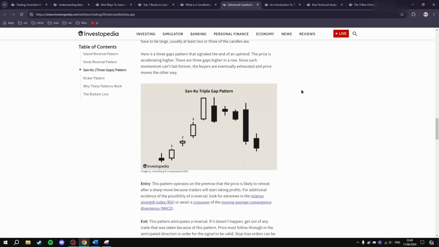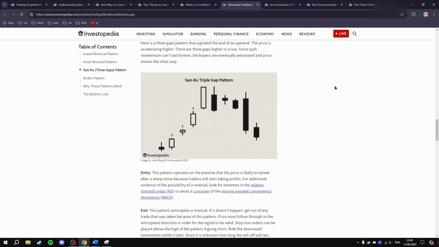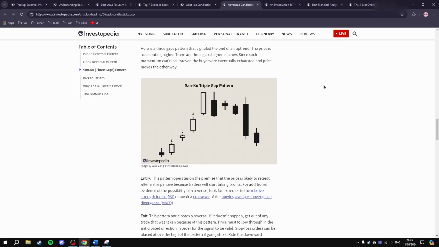Here is a three gaps pattern that signals the end of an uptrend. The price is accelerating higher. There are 3 gaps higher in a row. Since such momentum can't last forever, the buyers are eventually exhausted and price moves the other way. So the price is accelerating higher, and there are 3 gaps higher in a row: 1, 2, 3. But why are they gaps though? How are they gaps?